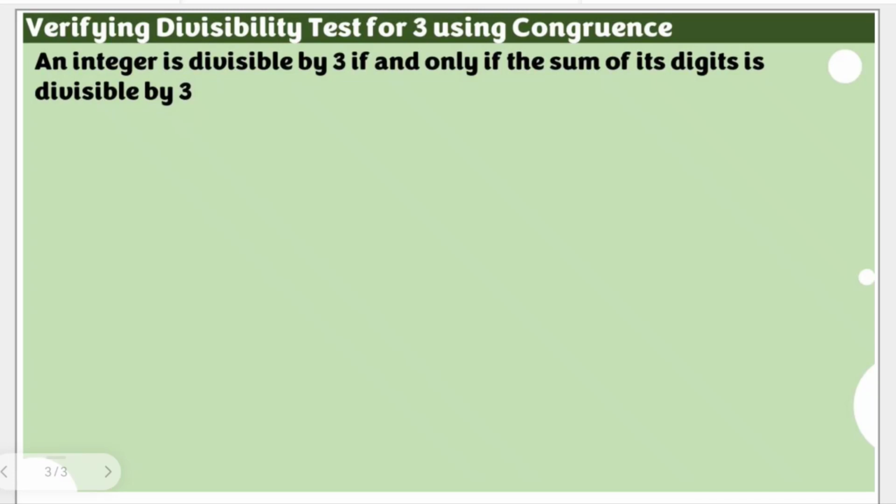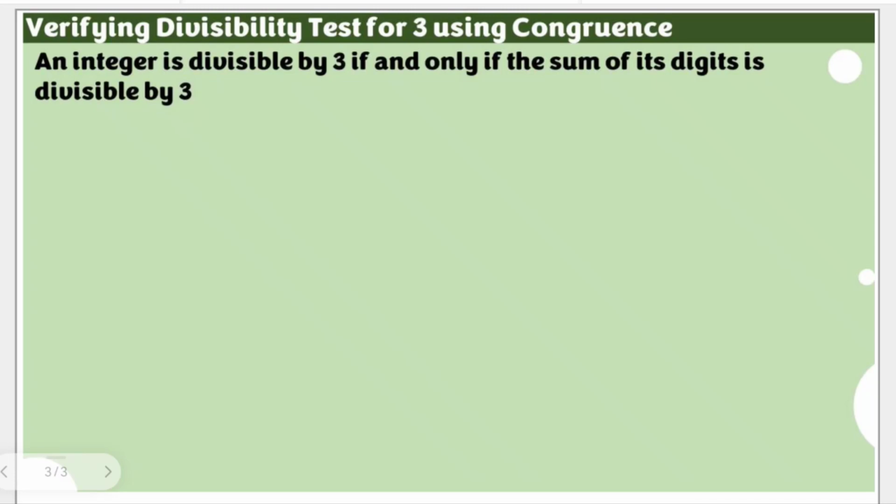Next, we are to verify the divisibility test for 3 using congruence. We all know this statement as we are trying to immediately answer whether an integer is divisible by 3 by this idea. An integer is divisible by 3 if and only if the sum of its digits is divisible by 3. We often teach this to our students: if we have a given number, we can automatically identify if it's divisible by 3. If we add all digits and the resulting number is divisible by 3, then automatically that integer is divisible by 3 as well.